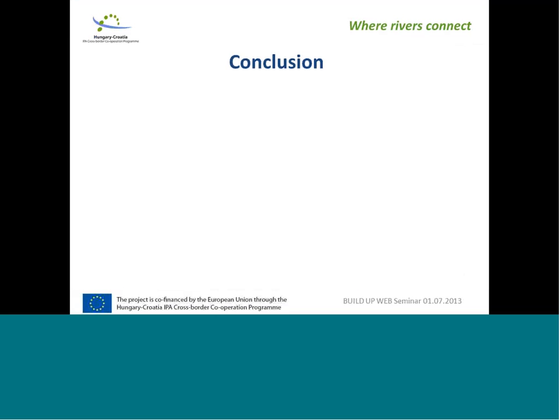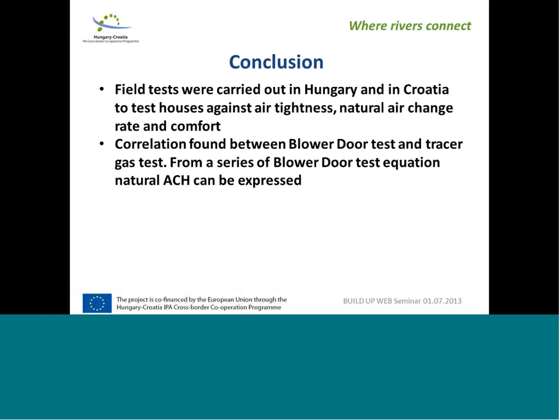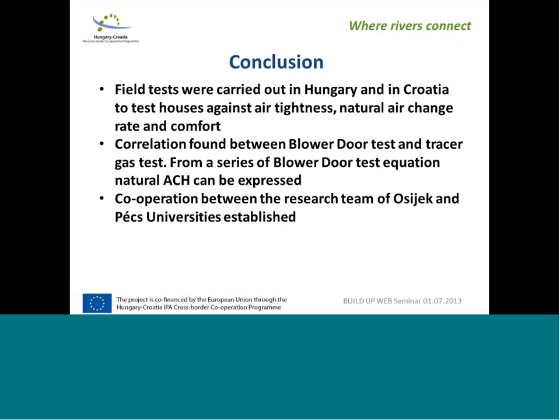So the conclusions are that field tests were carried out in Hungary and Croatia, examining airtightness and natural air change rate, and of course some comfort tests are not reported yet. A correlation was found between the blower door test and the tracer gas test. We worked out a method to calculate the air change rate from blower door test series, and it was also an objective to establish cooperation with the research team of Osijek, Croatia, and Pécs University in Hungary.